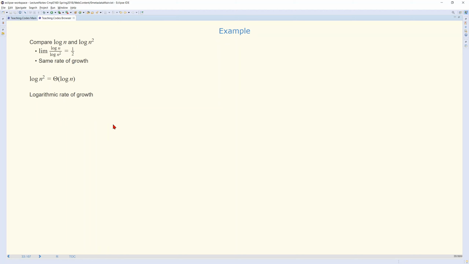Now let's consider a method with complexity log of n and another one with complexity log of n squared. Again, when you take the limit, it's a constant value, 1 over 2. So we will say, again, they have the same rate of growth, but this time it's theta of log n, so it has a logarithmic rate of growth.